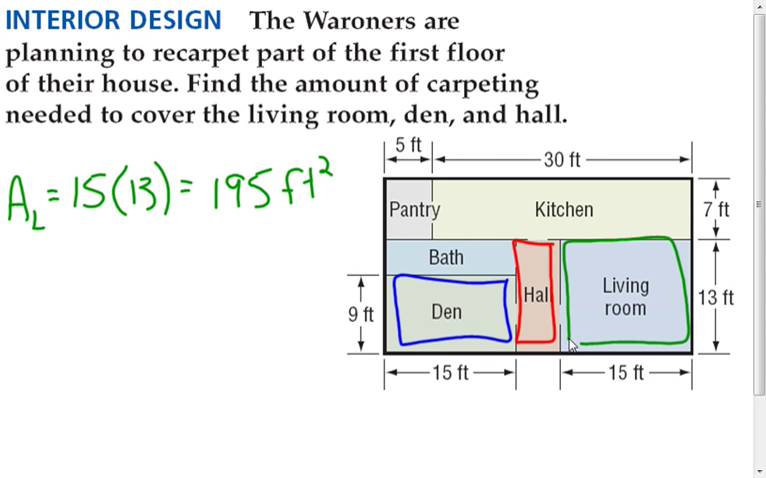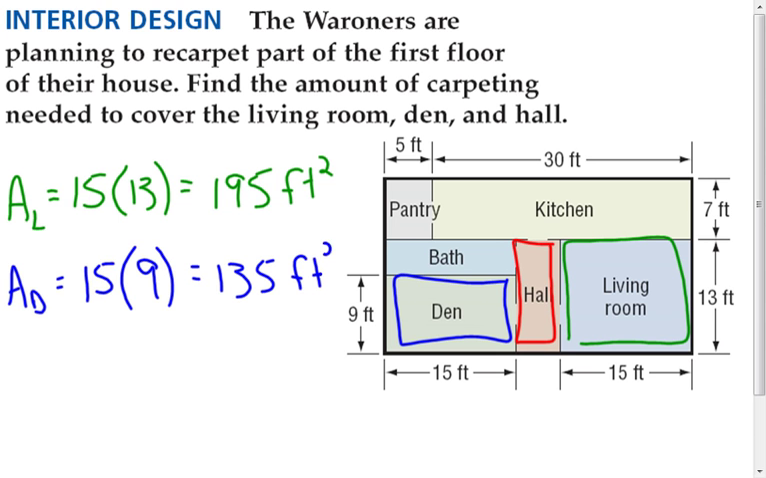I can move on to my den. So the area of the den. Again, the base of this one's 15. The height of this one's only 9. So I multiply those 2 together, and I end up with 135 square feet of carpet for that room.